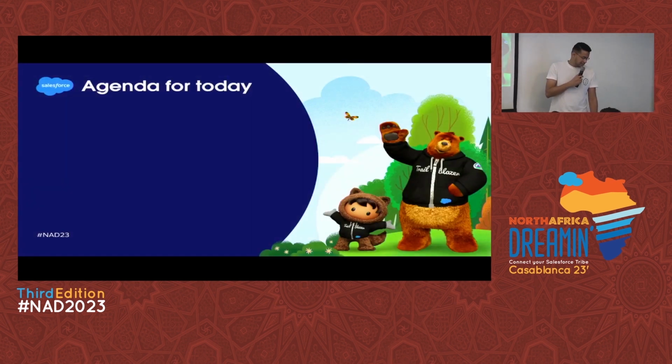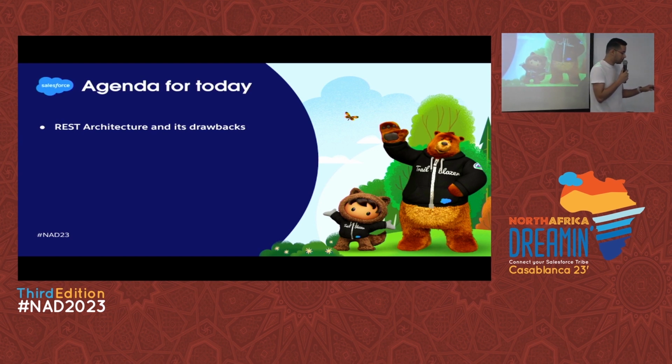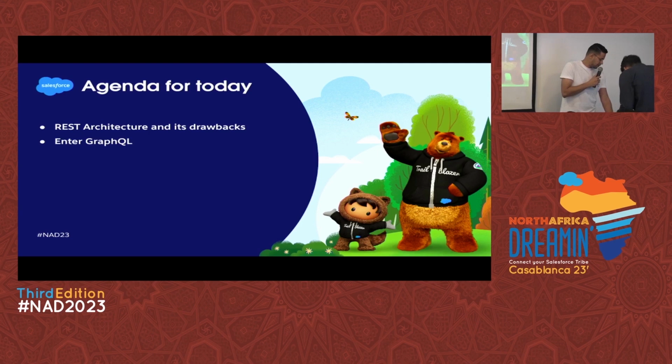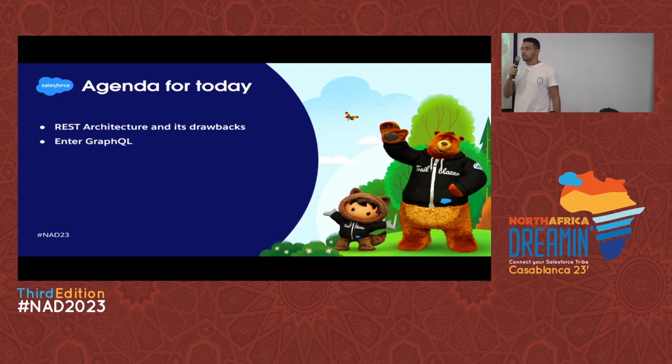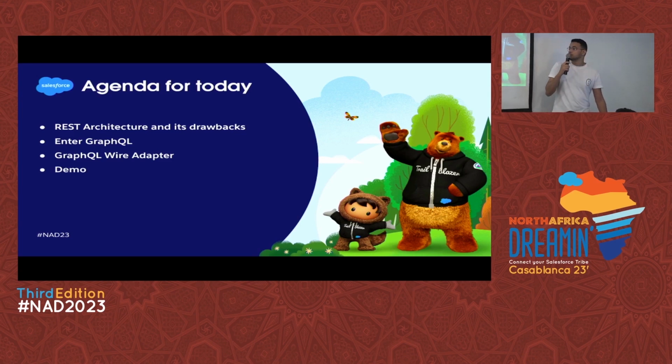Okay, our agenda for today. We're going to start off by talking about the REST architecture and its drawbacks, because the drawbacks of REST are what made GraphQL available. Then we're going to be talking about the GraphQL API, going to define it, look at how to work with it, etc. And then we're going to talk about the GraphQL Wire adapter. And after that, we're going to jump into some code in a demo.